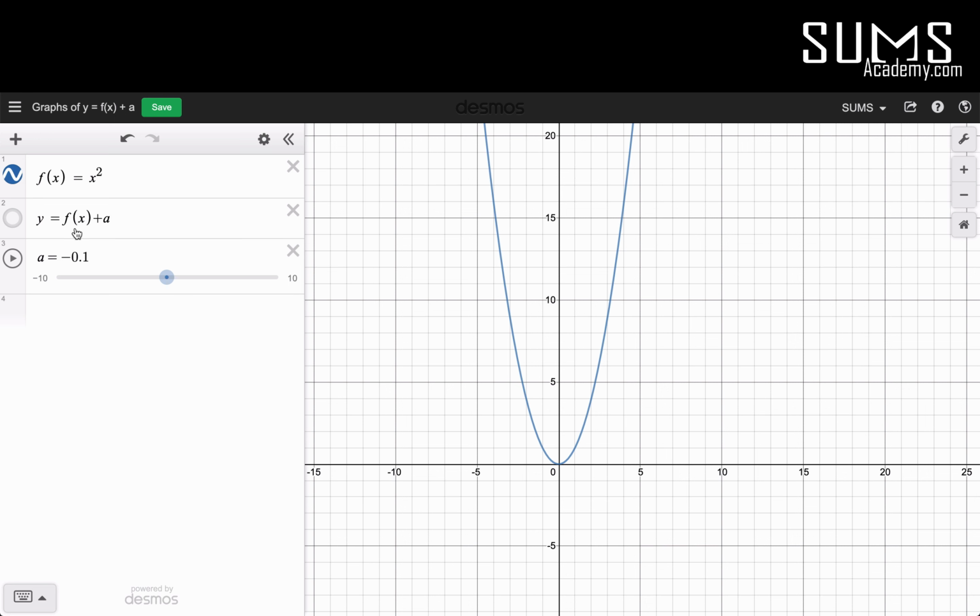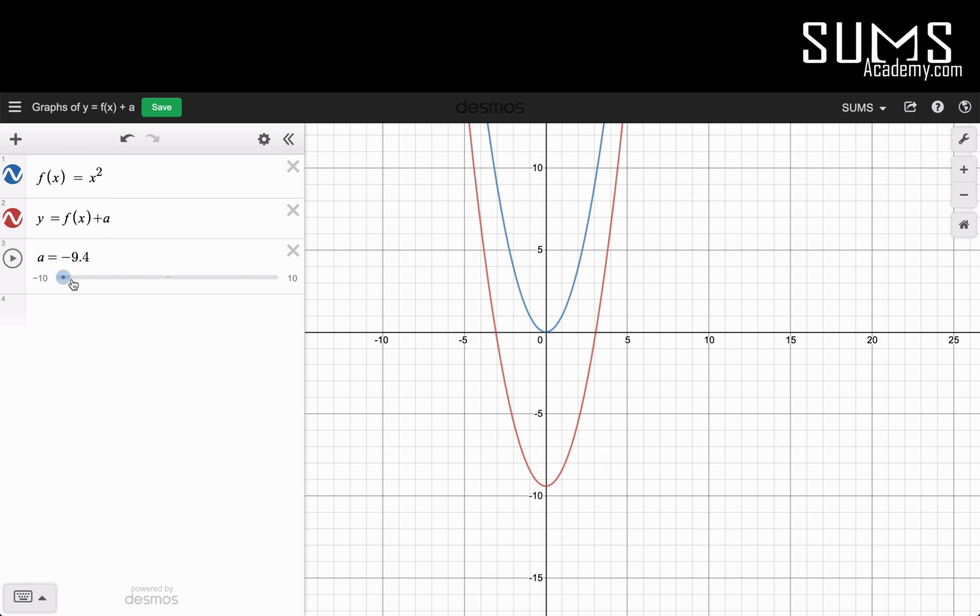Well, because these x values are locked in, the only thing that's going to change is the y. So if we slide this up to 10, we have x squared, our original graph in blue, and then we've added 10 to it, and it's gone up by 10. What would happen if we went negative? It's exactly the same thing, but instead of going up, we go down by 10.